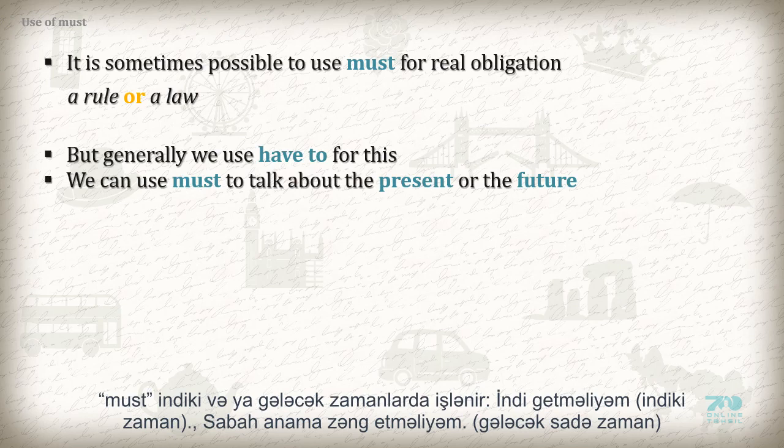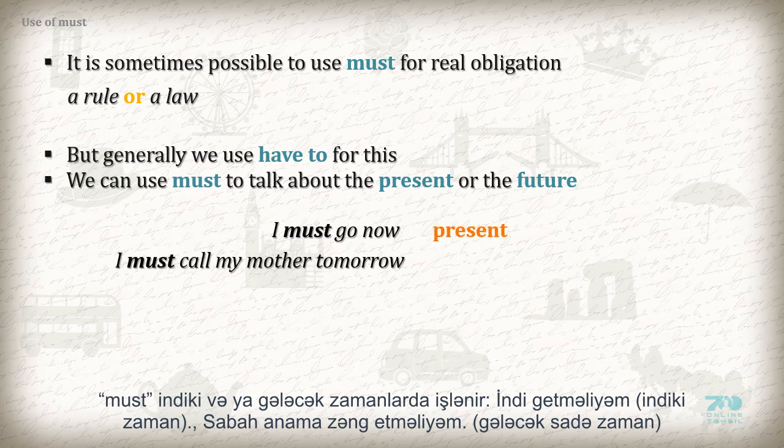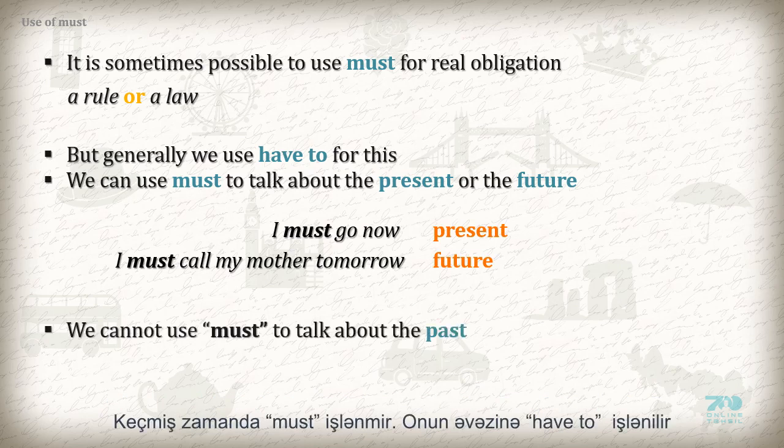We can use must to talk about the present or the future. Look at these examples. I must go now. Present. I must call my mother tomorrow. Future. We cannot use must to talk about the past. We use have to talk about the past.